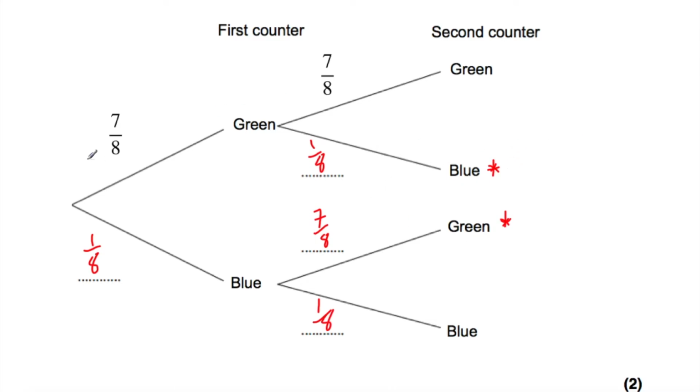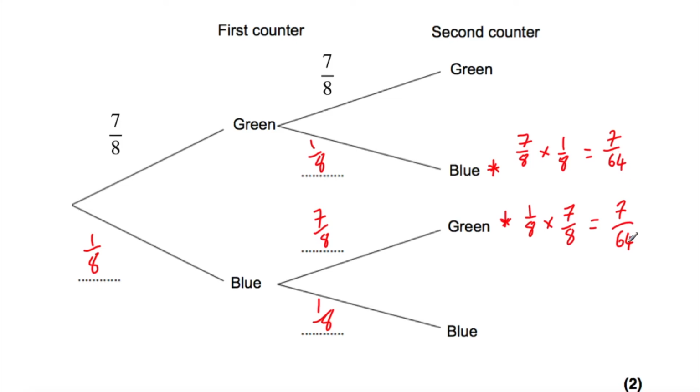So in terms of a green and a blue, that would be 7/8 multiplied by 1/8. 1 times 7 is 7, and 8 times 8 is 64. So the probability of a green and a blue would be 7/64. And then a blue and a green, well, a blue would be 1/8 multiplied by a green would be 7/8. And that would be equal to 1 times 7 is 7, and 8 times 8 is 64. So we've got the probability of a green and a blue and a blue and a green.